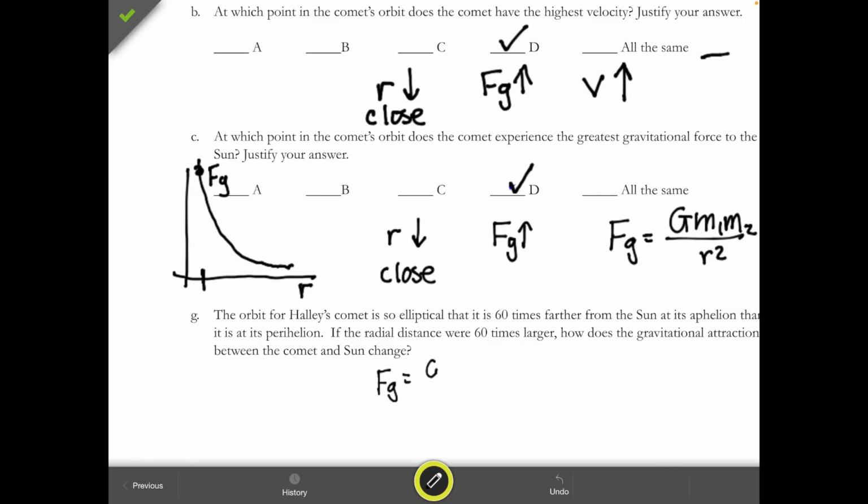Finally, it's asking, how does the gravitational force change? As the comet moves away from the sun, its radius becomes 60 times larger. So if this equation represents the original gravitational force, then moving 60 times farther out would give 1 over 60 squared, or 3,600 times the original force. 60 squared in the denominator means that the new gravitational force is 3,600 times smaller than it was originally.